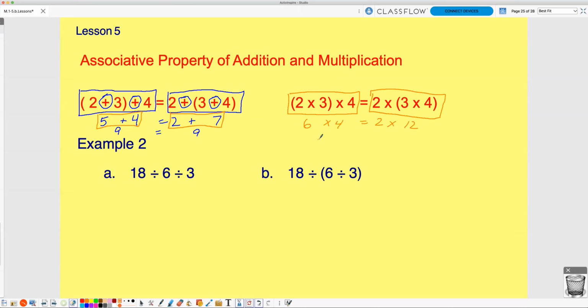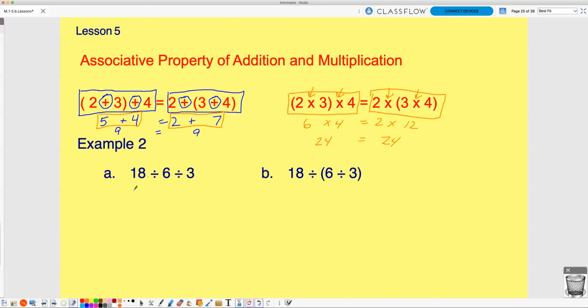What is 6 times 4? Well, that's 24. What's 2 times 12? Well, that's 24. So the associative property of multiplication says that if you have the same order of digits and you have your multiplication, the same operation, it's all of them are multiplication, it wouldn't matter which grouping you do.